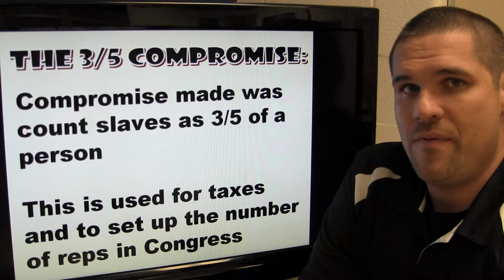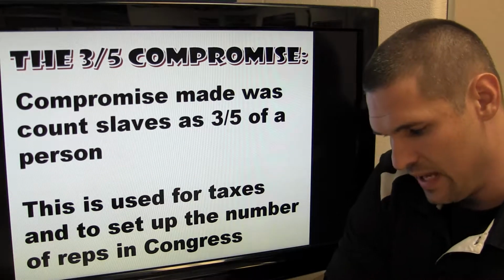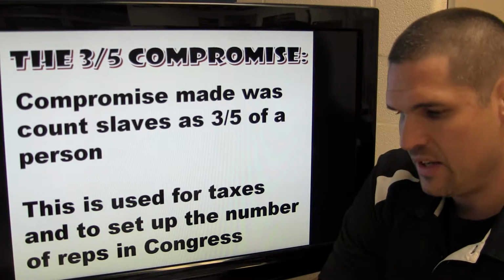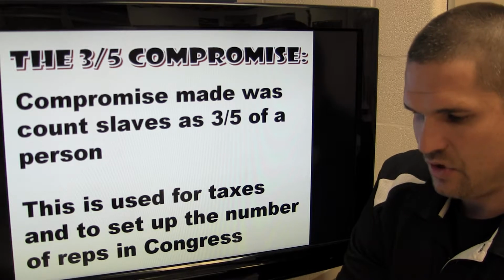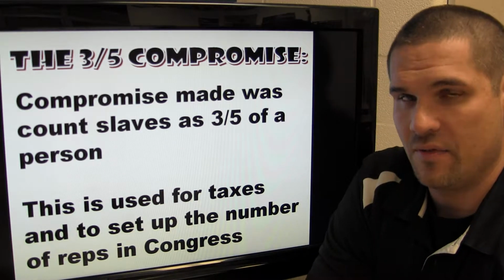So we're now at an impasse between the non-slave states and the slave-holding states. So we come up with a 3/5 compromise. The compromise made was to count slaves as 3/5 of a person. This was going to be used for taxes and to set up the number of representatives in Congress.